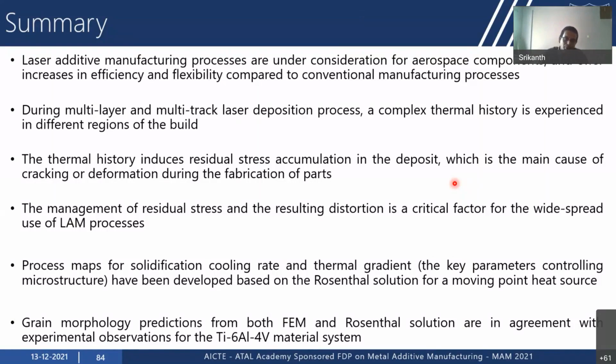In addition to residual stress, it's important to understand the build conditions and the microstructure for consistency in mechanical properties. So in this work, we have used analytical modeling and numerical modeling to understand the effect of process parameters on build conditions, residual stress, and microstructure. We have also used analytical modeling to develop process maps for cooling rates and thermal gradients. And then we have used the information to predict grain morphology for the Ti-6Al-4V material system. The grain morphology predicted from the Rosenthal solution was in agreement with that reported by FEM and experimental observations.